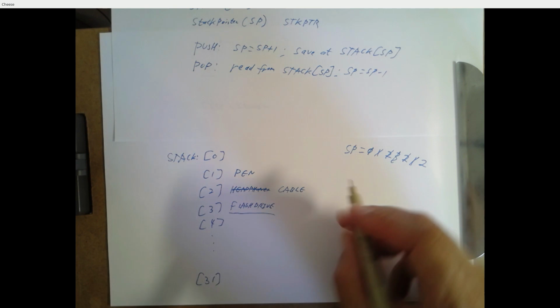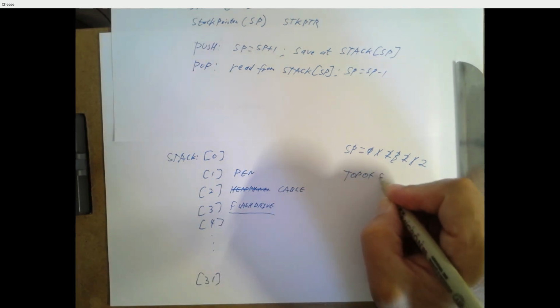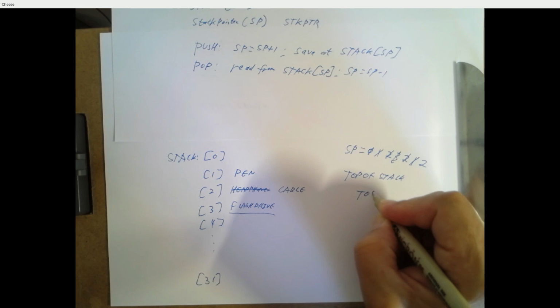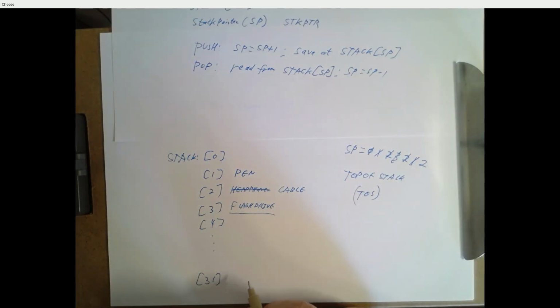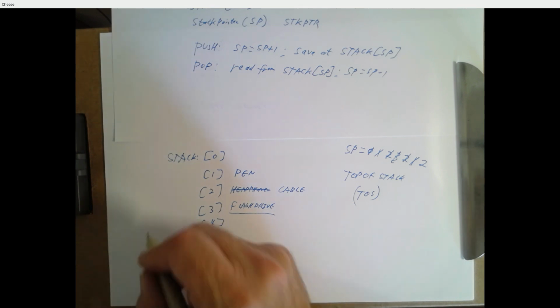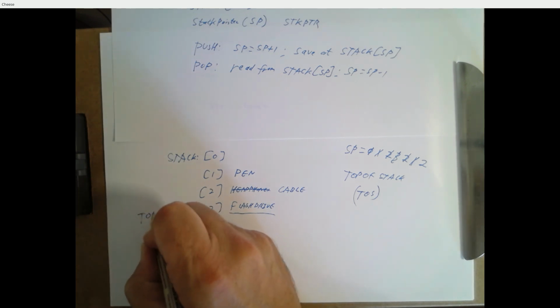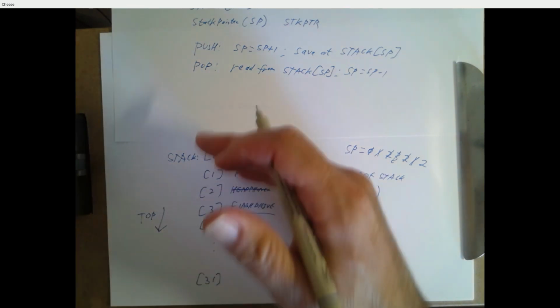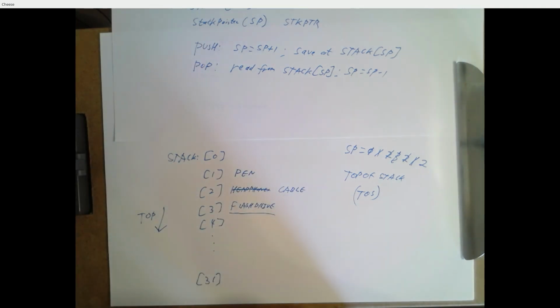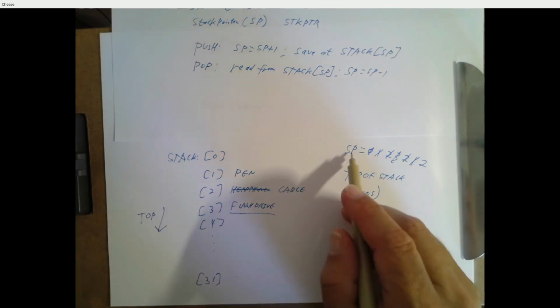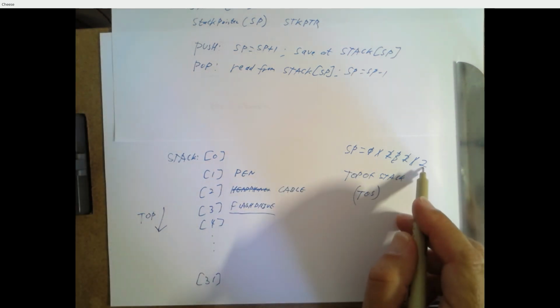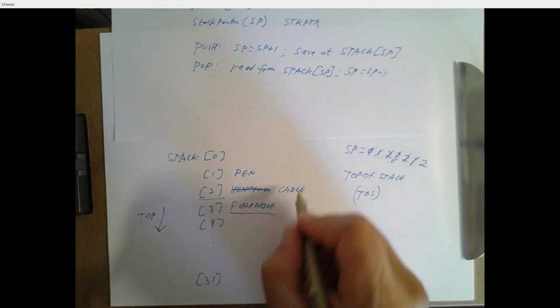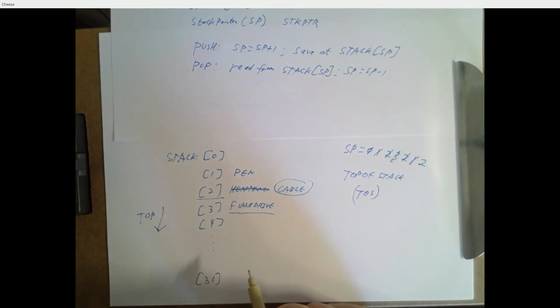And there's also a notion of top of stack, which is TOS. And top of stack is simply the thing that's at the top of the stack, the thing that's going to be popped off next. And when I'm saying top, it's actually down at the bottom of the page, okay? It's not a notion of how this is written, it's not a notion of the arrays. Top refers to the last thing that was pushed on the stack, or where the next thing is going to be pushed. So in this case, SP is 2, the top of the stack is stack element 2, so the cable is at the top of the stack.